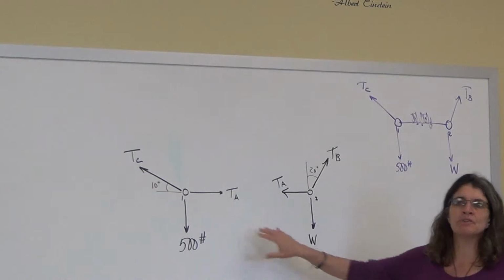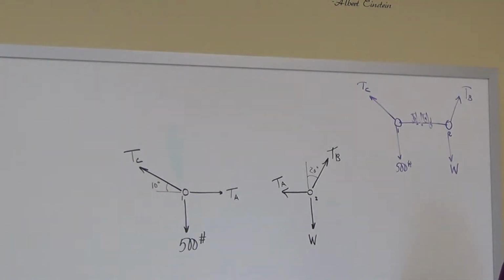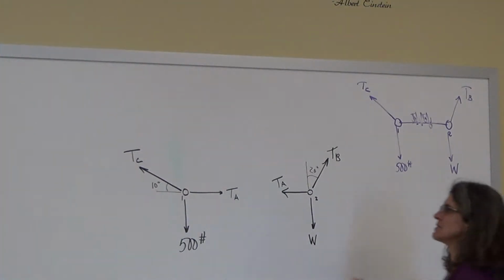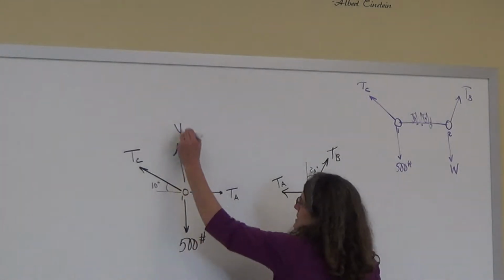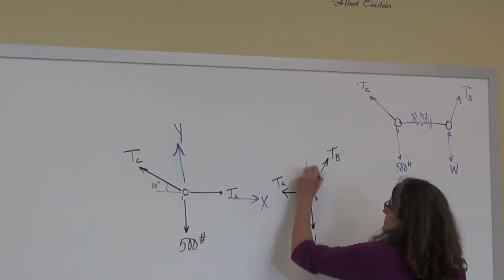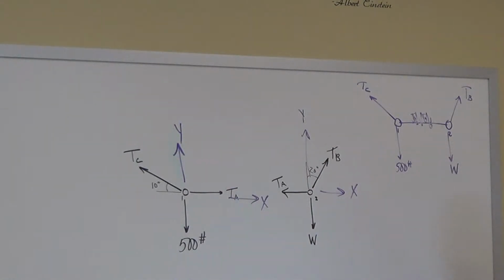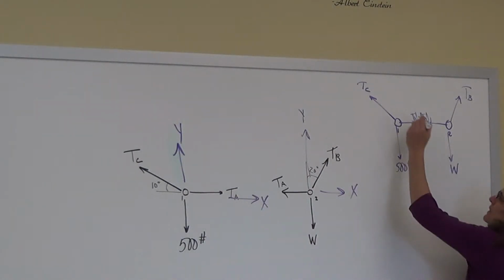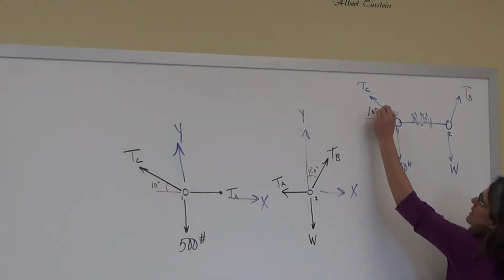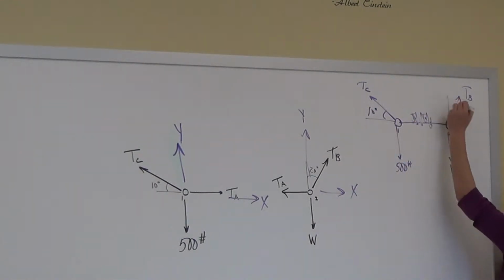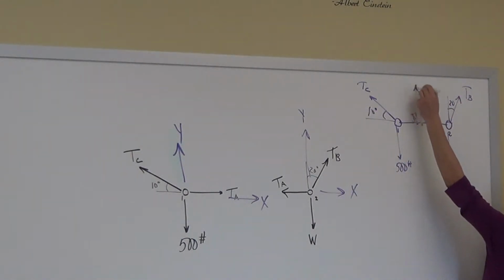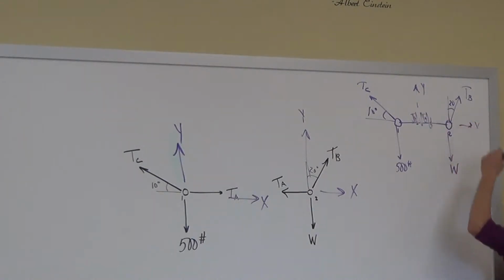What's missing from this free body diagram? The axes. Gotta draw the axes. What's missing from this free body diagram? The angles and the axes. And it doesn't matter where you put the axes, you get to decide, but you have to draw them.